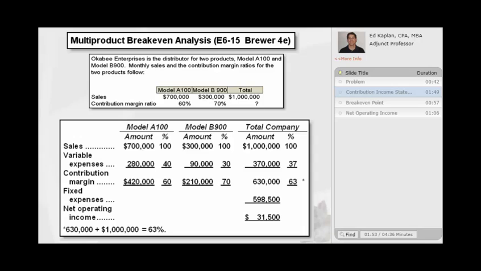Once we know that the total contribution margin in dollars was $630,000, we can divide that by the $1 million of total sales to come up with the contribution margin ratio for the combined firm, given the sales mix that we had, and it's 63%. Then they also told us that fixed expenses were $598,500 in the problem, and we deduct that to come up with net operating income of $31,500.